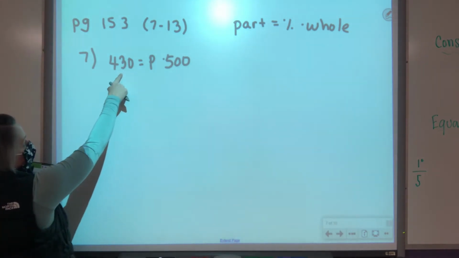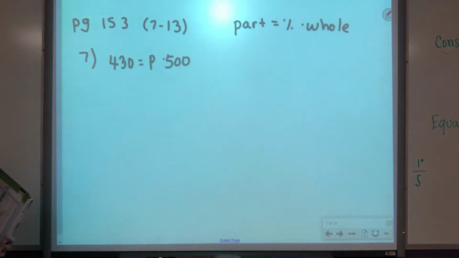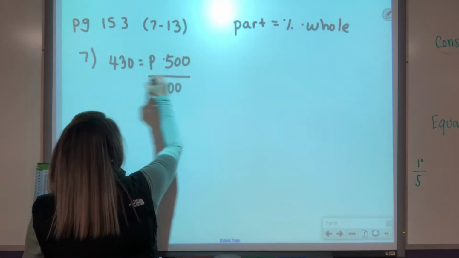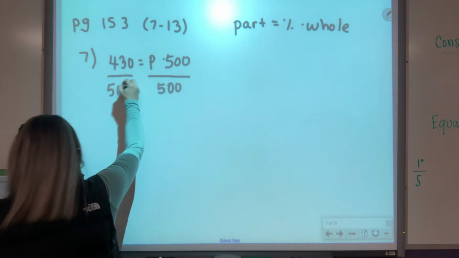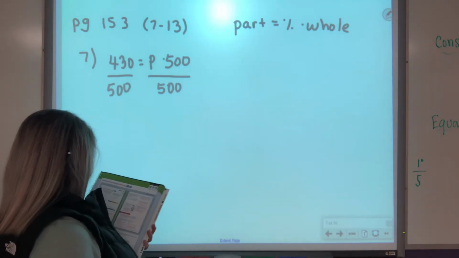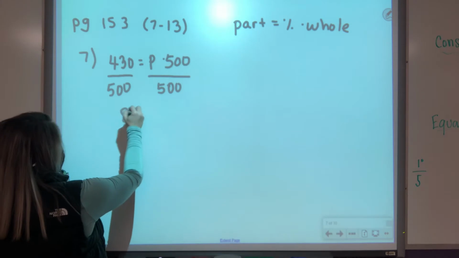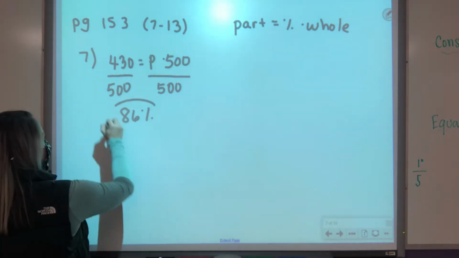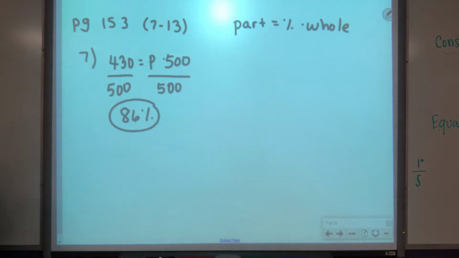Okay? So this was the total amount of voters, so that's our whole. This is the total amount of voters that said that they would vote for the same candidate again. Okay? So that's the part, that's the percentage that we're looking for. So again, we're going to divide both sides by 500. Okay? And when we do that, we get about 86%. So number 7 is 86. Questions on number 7?